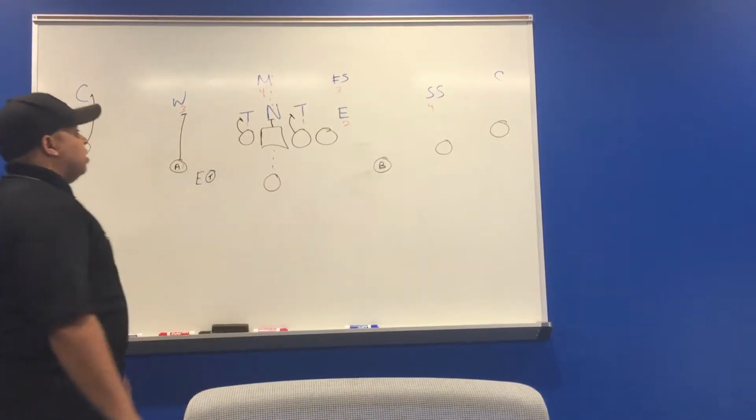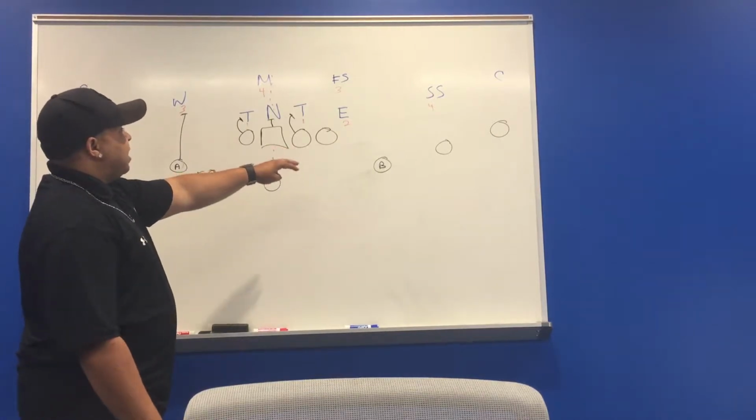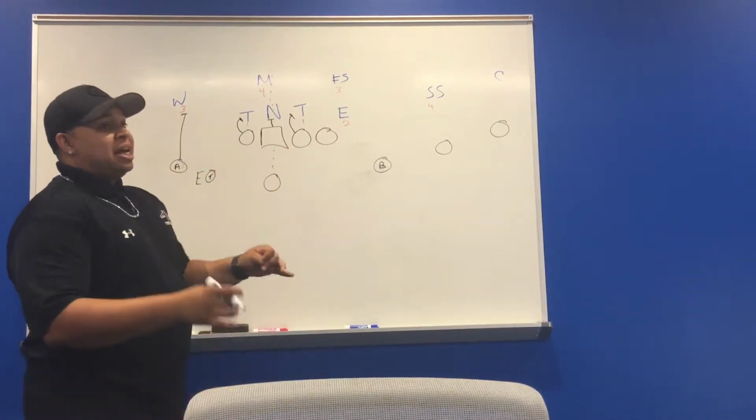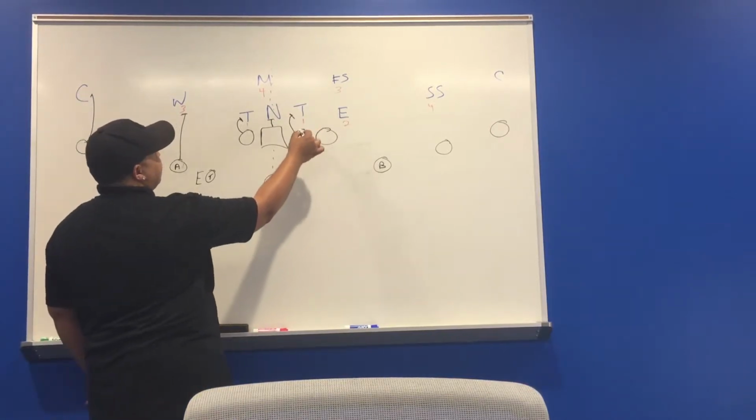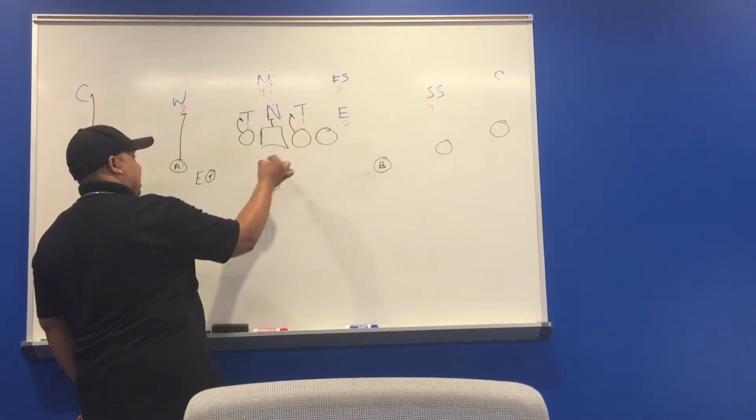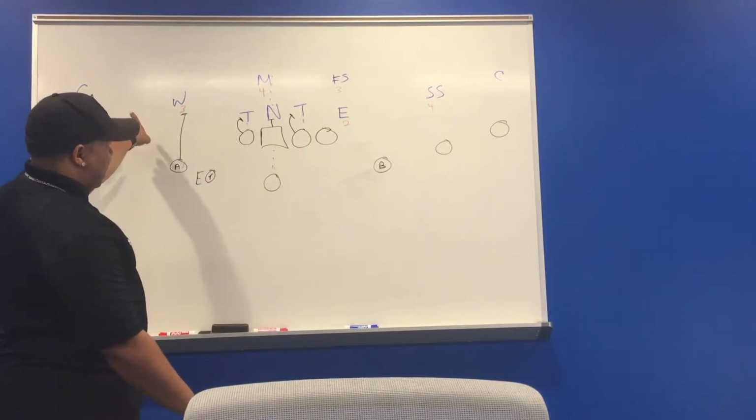All right? So now look, for the backside guards, okay, inside and outside zone are the same. Okay? Because you're attacking his inside shoulder so he can't chase the play down going to the outside.